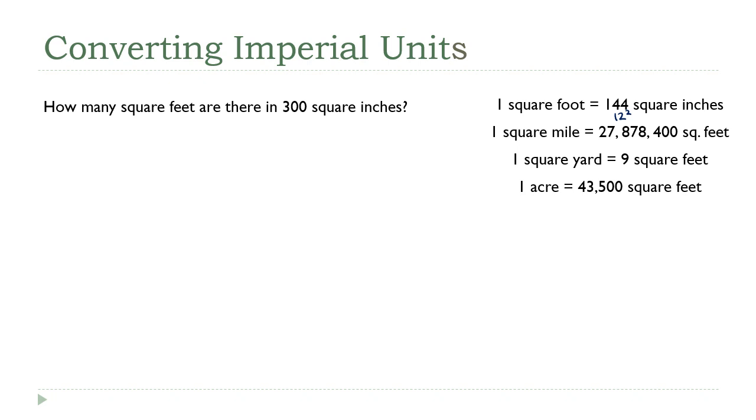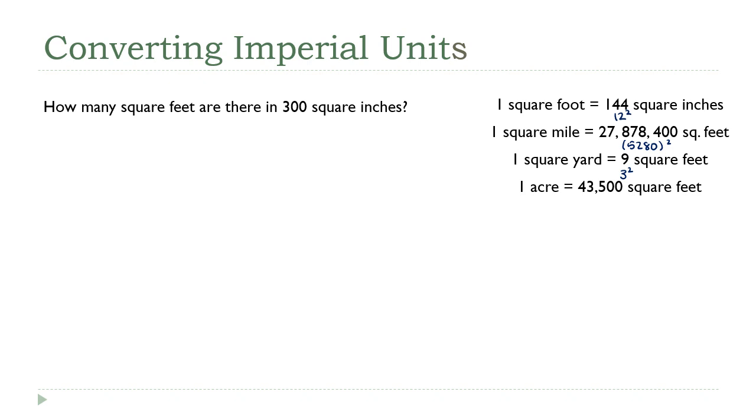And you can check me on this. 5,280 squared is 27,878,400. And it's a little more obvious down here with the next one. Remember, 1 yard was 3 feet, and 3 squared is 9. Right? So you do see this pattern repeating here.